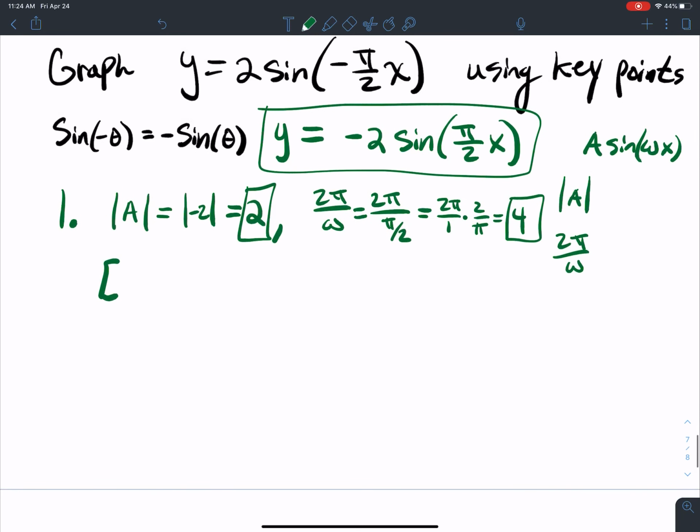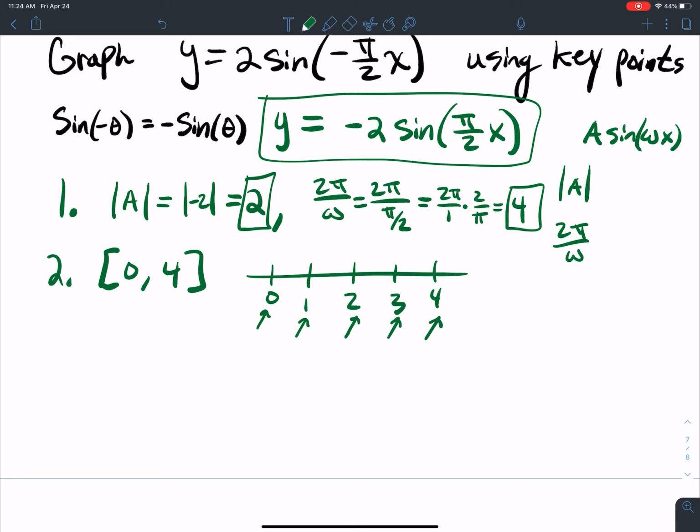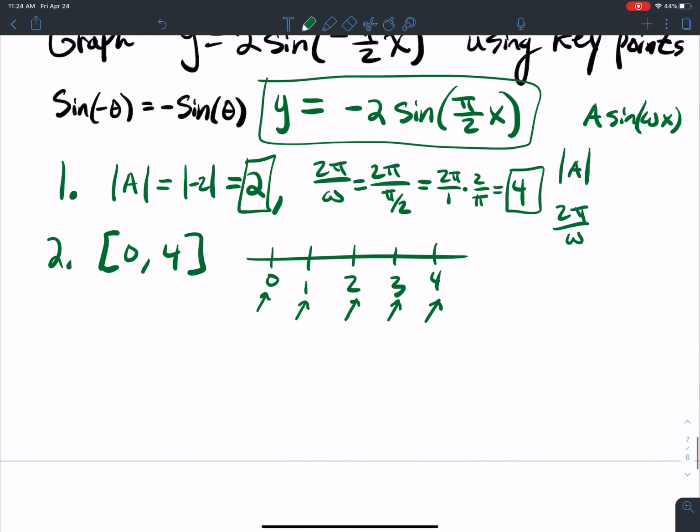So I'm going to take my interval and cut it up into 4 equal subparts, okay? So from 0 to 4, this is pretty easy. This one, pretty simple for us. So now my key points, the x values are 0, 1, 2, 3, 4, okay? That's pretty cool, all right? So now I'm going to use those endpoints of the subinterval to find the key points.